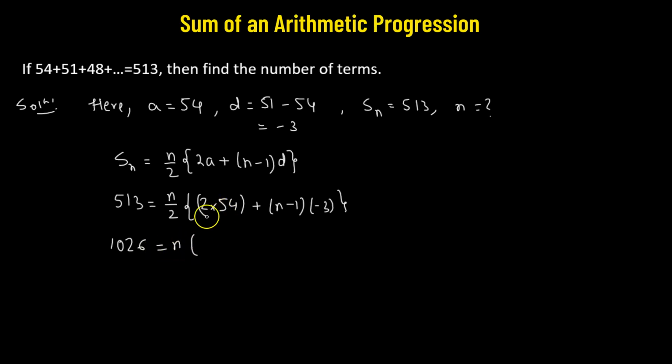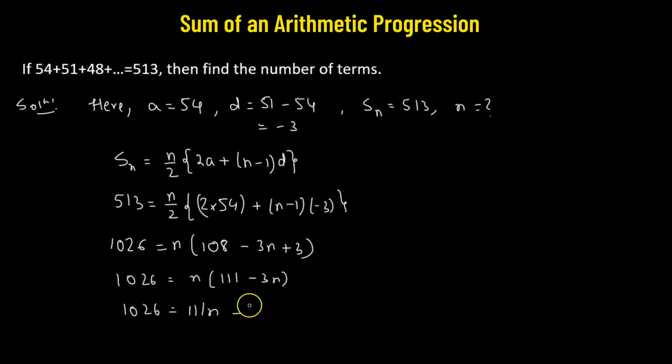This is going to give us a value 1026, which will be equal to n multiplied by 2 times 54, so that's 108, then we have negative 3n plus 3. So 1026 equals n times 108 plus 3, that's 111 minus 3n. So we have 1026 equals 111n minus 3n squared, and rearranging the terms, we are going to get 3n squared minus 111n plus 1026 equals 0.